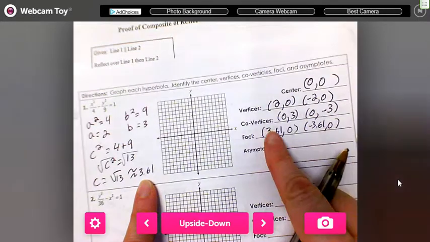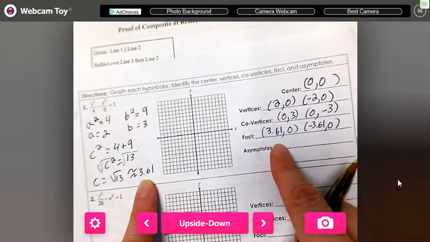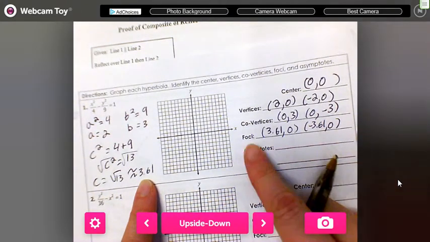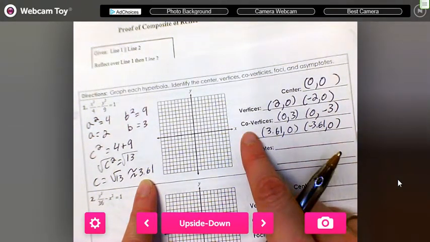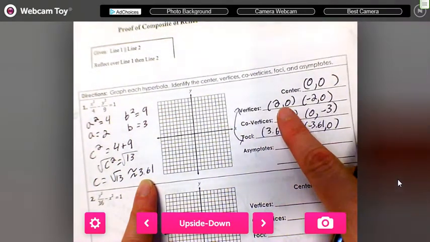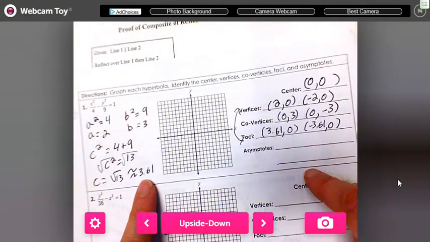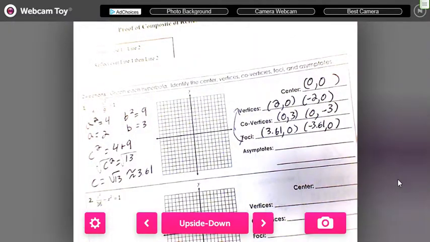Why did I put it where the x is? These are x, comma y. Why did this one go where the x is? Because foci points always go with the vertices. Okay, so if my vertices are x, my foci have to be in the x position. Okay? All right, asymptotes.